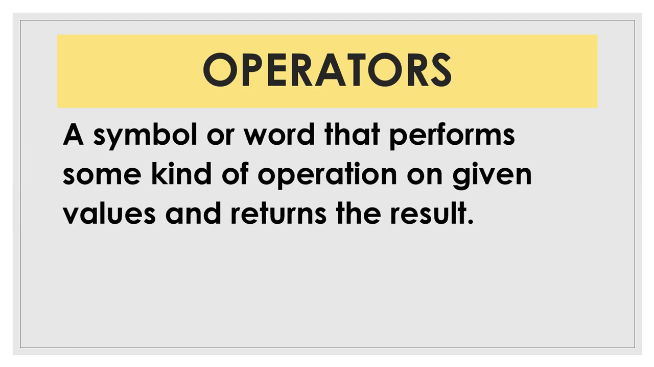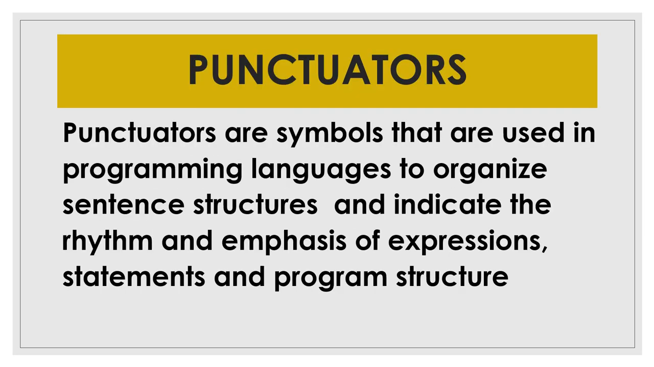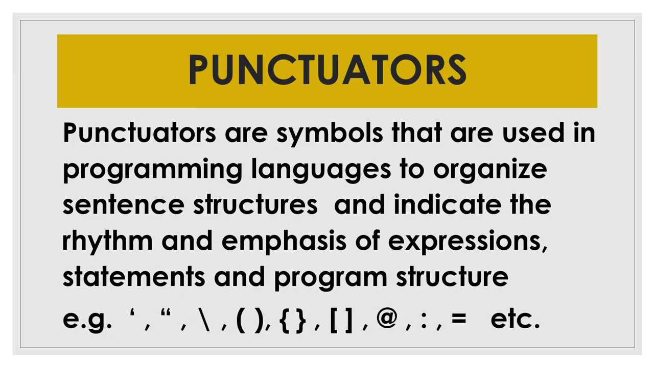Operators. A symbol or a word that performs some special operation on given values and returns the result is an operator. For example, plus, minus, multiplication. Punctuators. Punctuators are symbols used in a programming language to organize sentence structure and indicate the rhythm and emphasis of expressions, statements, and program structure. For example, comma and parenthesis are punctuators of Python.